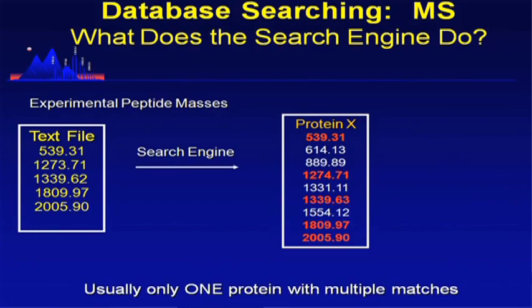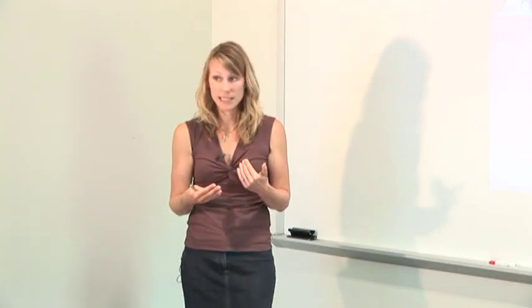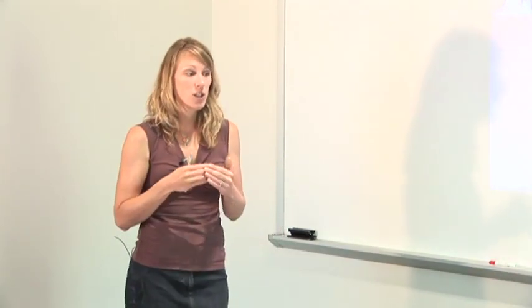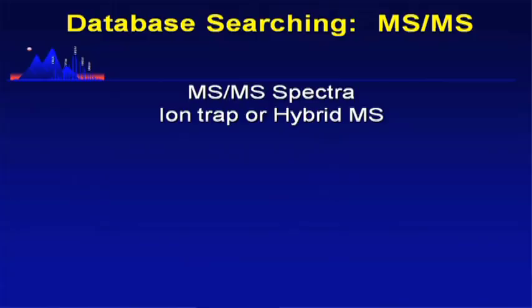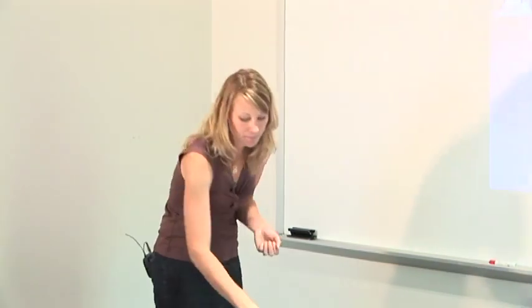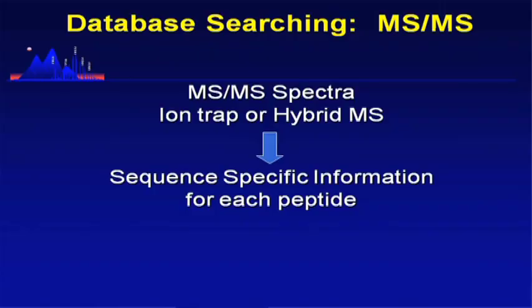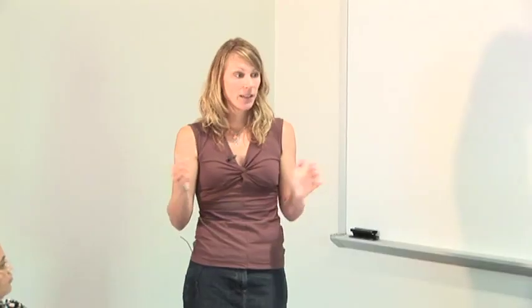Now, more commonly, what we're doing almost exclusively these days is what's called an MSMS search. Okay? So this is where we're searching the fragmentation spectra. So in this case, obviously, you have to have an instrument that's capable of generating fragmentation spectra, which almost all of them are now. So this would be either an ion trap or some sort of hybrid mass spectrometer. This type of search is going to give you sequence-specific information for each peptide, because remember I said that that fragmentation pattern is dependent on the sequence of that peptide.